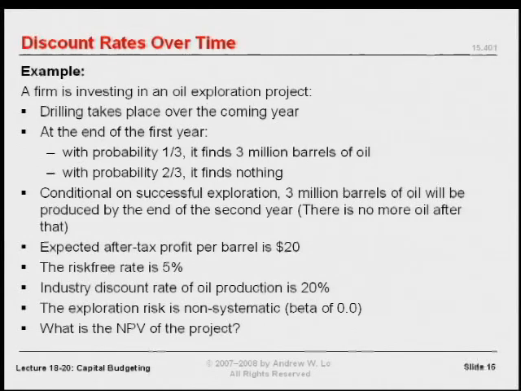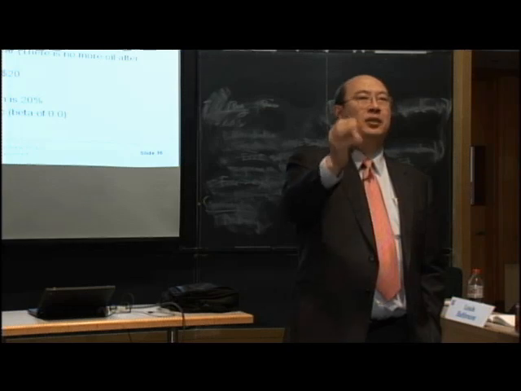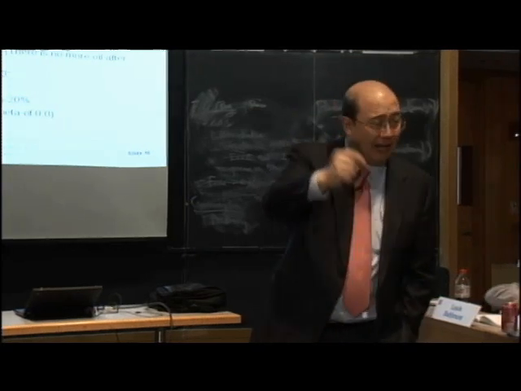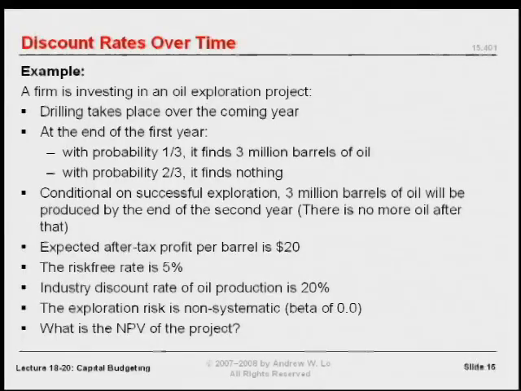So at the end of the first year, if we're successful, we'll find oil. And then it'll take a year to extract it, put it in barrels and sell it. And we'll have 3 million barrels to be able to do that, okay? And then after that, the field will be depleted, okay? Now, the expected after-tax profit per barrel is 20 bucks. We're going to make 20 bucks a barrel after tax.